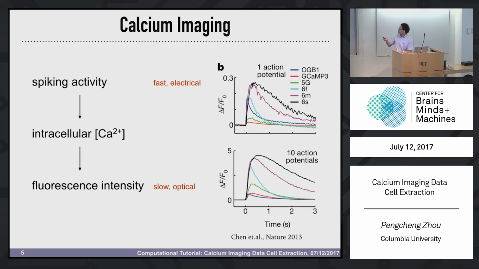In these two figures, we show the changes of the fluorescence in response to action potentials. Here there is only one action potential, and here there are 10 action potentials. We see that after an action potential, the fluorescence has a sudden change and then decays slowly. In this way, we can record the fast electrical signal, which is the action potentials, using a slow optical signal, which is the fluorescence intensity.